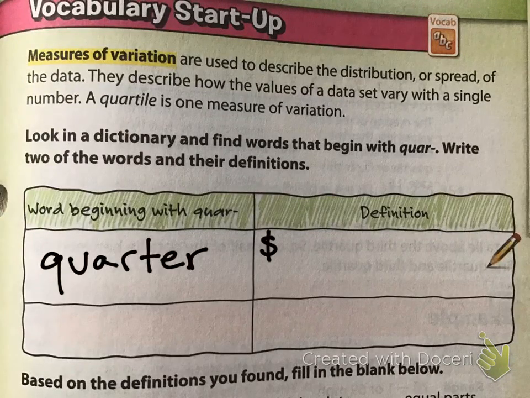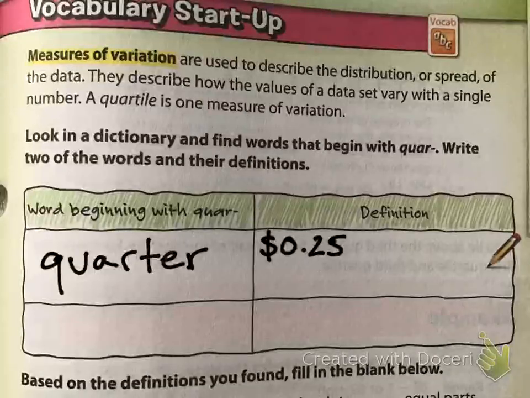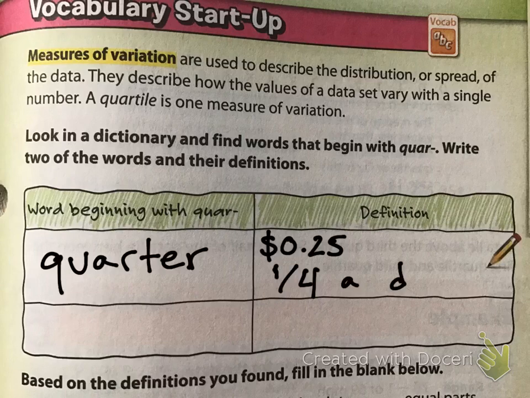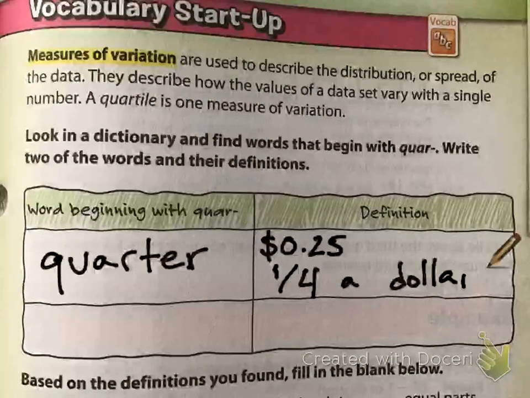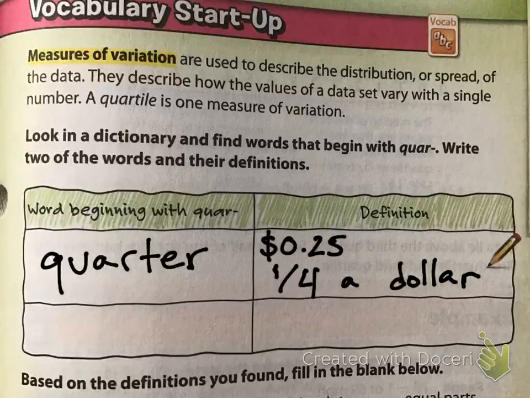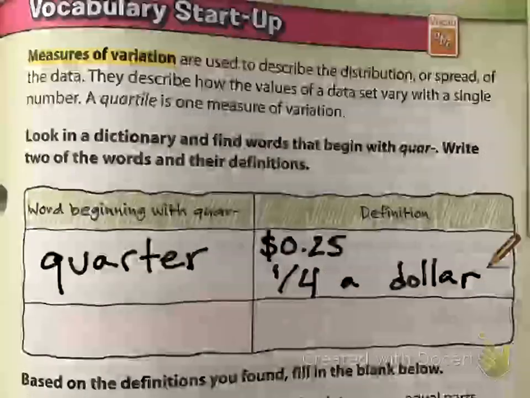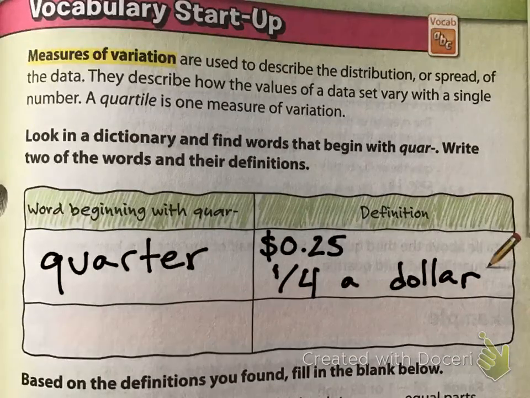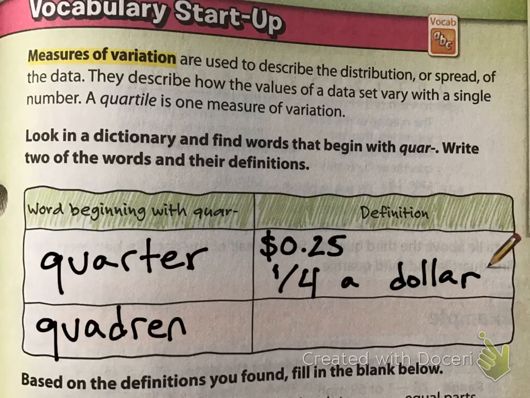And the quarter is 25 cents, which is 1/4 of a dollar, right? Because 25 times 4 is a dollar. What's another word that starts with quar? Now, I know it says to find words that begin with quar, but I think this one might be another one that's helpful for you. What about this one? Quadrants. Yes, this one I know has an A.